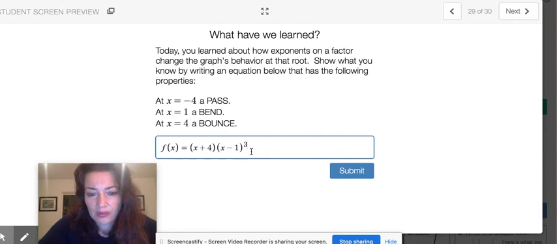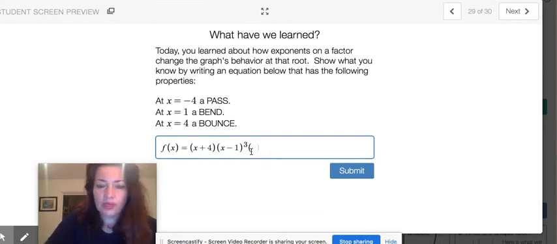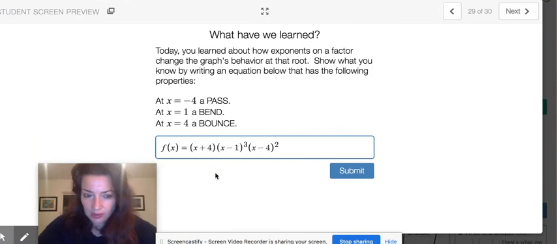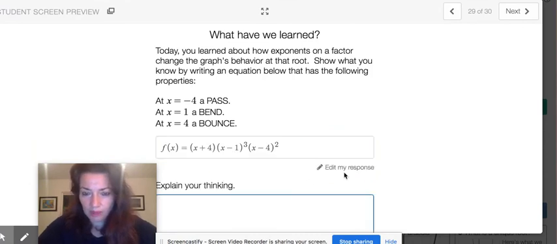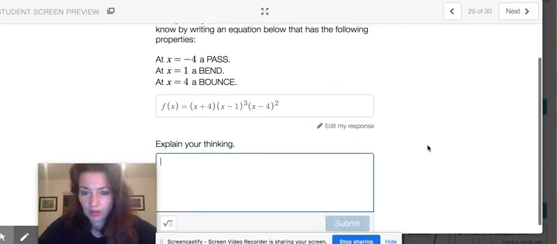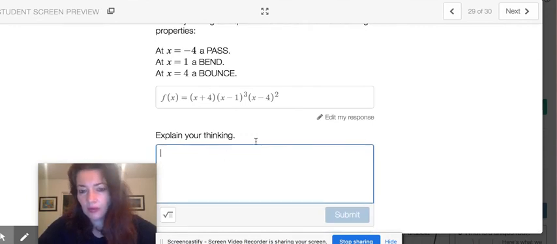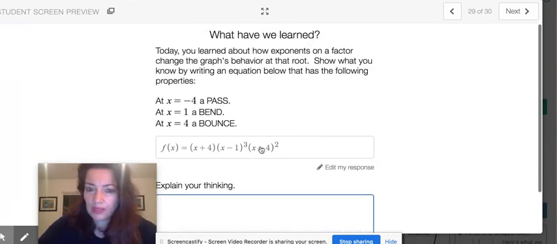And then a bounce at x equals 4 would mean that I have a factor at x minus 4 that is repeated twice. Now you can always write it this way, x minus 4 twice. And I can also write this x minus 1 three times, but this just saves us space. So I'm going to raise this to the second power, and this would complete this activity. Explain your thinking. So just repeat what basically we have learned and what it says here.